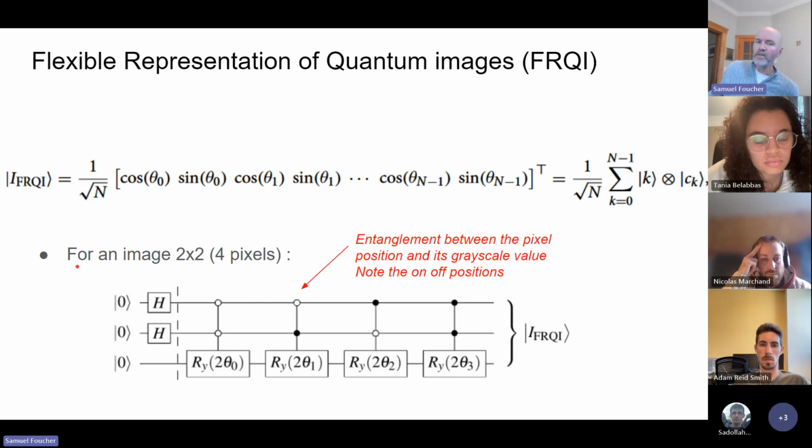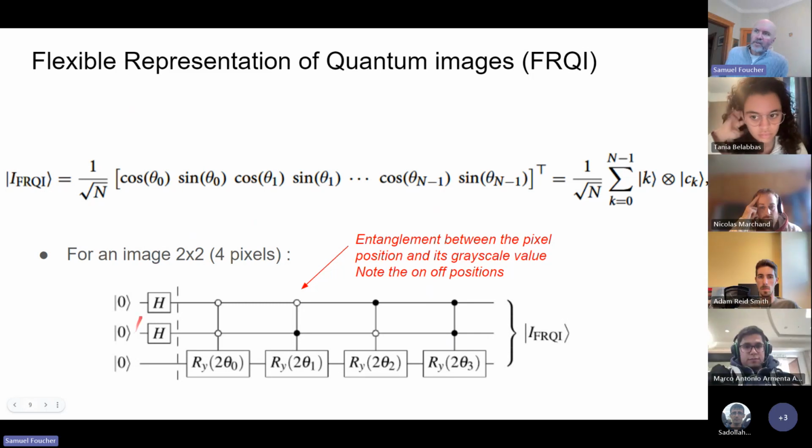They show the case for a 2x2 image, which is the smallest image you can take, so 4 pixel values. You'll get two qubits only for the position, and the third one will be for the grayscale value, okay? So Hadamard will create superposition for the pixel positions, and you see on the channel, the qubit dedicated to the grayscale value, you get all your rotations. So we get 4 pixel values, the first one, the second one, and so on.